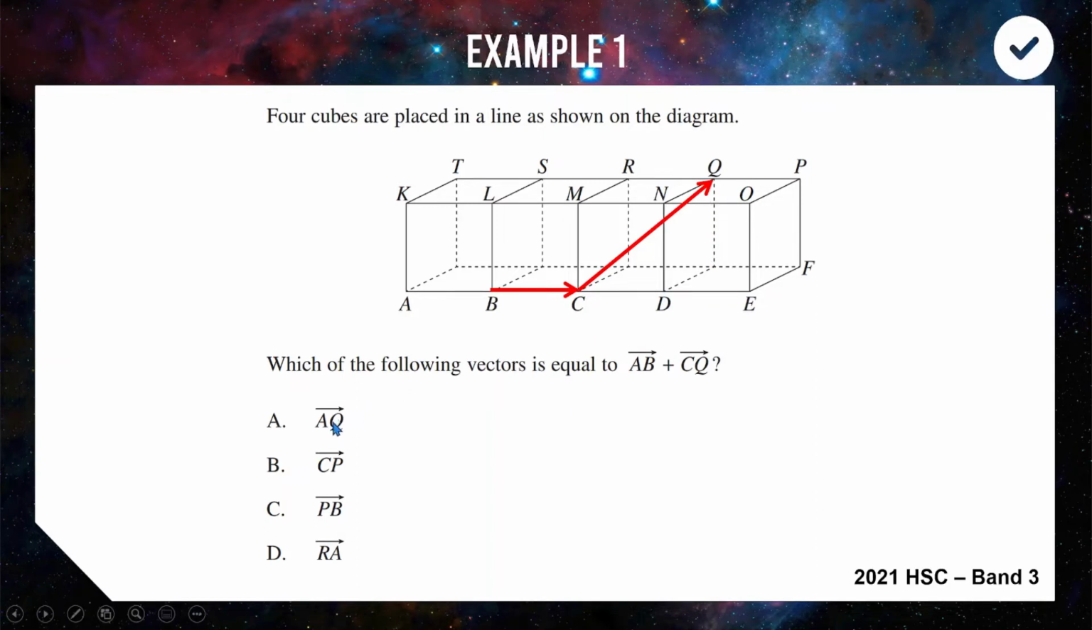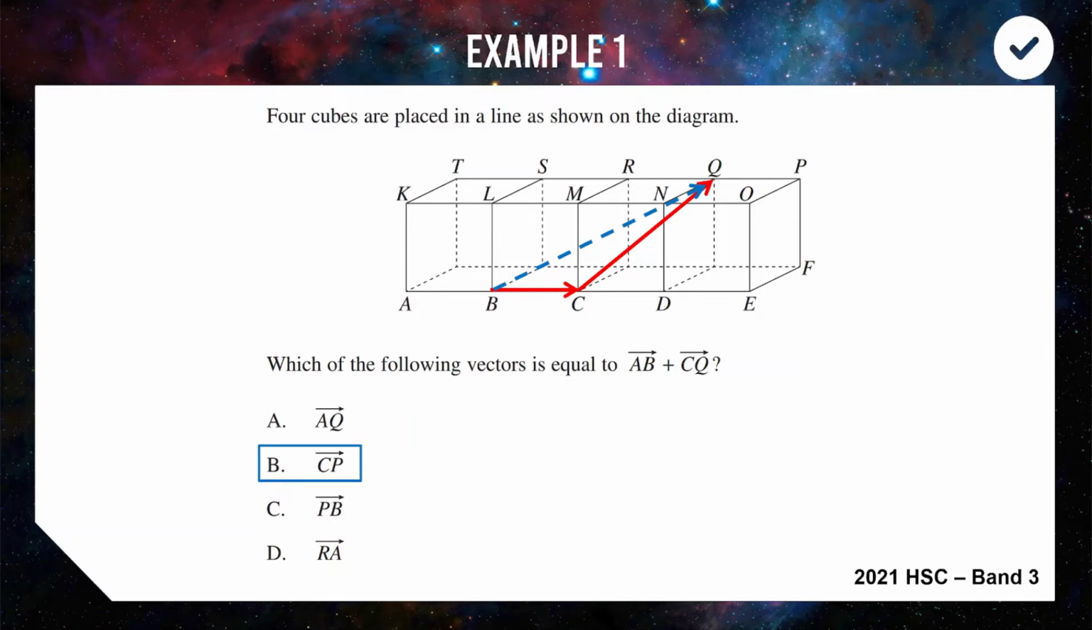Let's look at our options. AQ from A to Q is going too far. It's going across and up, but it's going to the right by 3 units instead of 2, so it can't be A. Option B is CP, so from C to P. That's going across 2, back 1, and up 1. So CP is what we need. Vector CP is equivalent to vector BQ, which is AB plus CQ. So option B is the one we are going for. Well done if you thought the same thing.